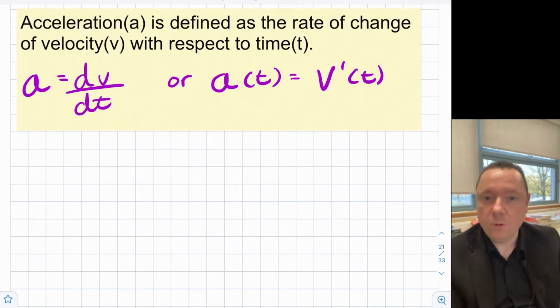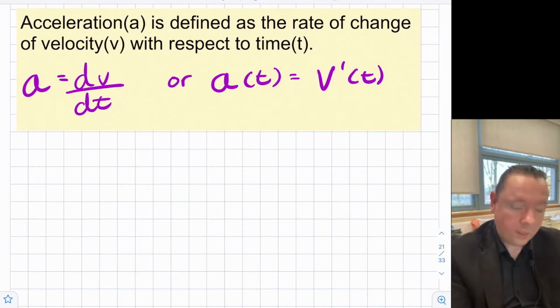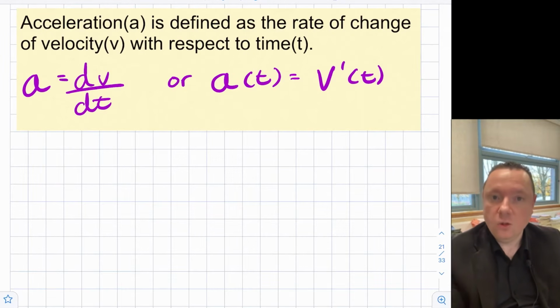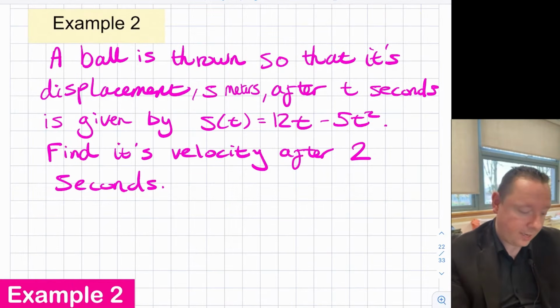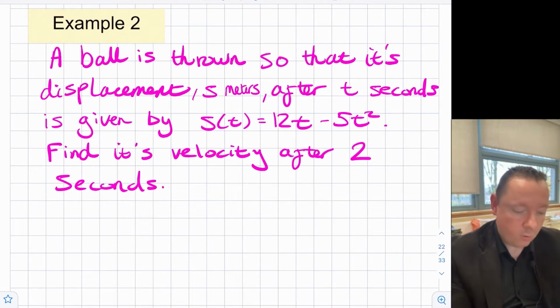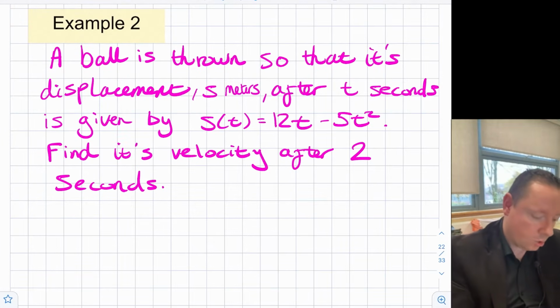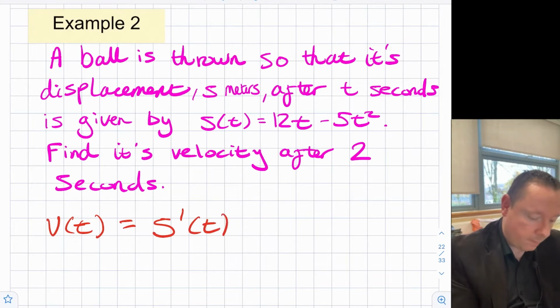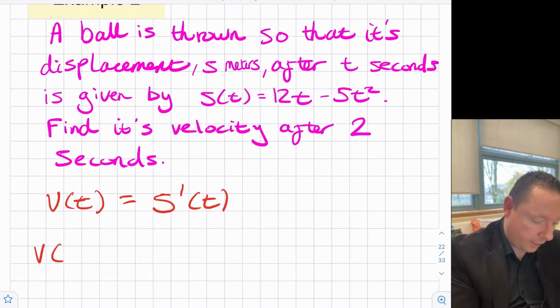And we can do some examples where we need to work out velocity or we need to work out acceleration. And you'll need to know what that means to differentiate, because this is to find the rate of change. A ball is thrown so that its displacement, s meters after t seconds, is given by this formula: s of t is 12t minus 5t squared. We have to find the velocity after 2 seconds. So we know that the velocity with respect to time is equal to differentiating the displacement with respect to time. So the velocity is just equal to, if I differentiate this function, 12 minus 10t.